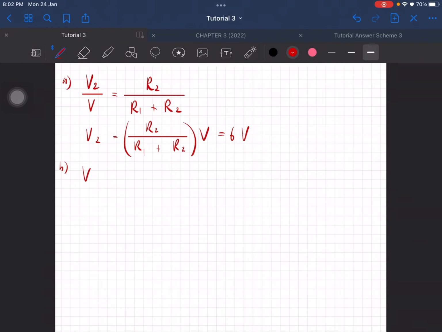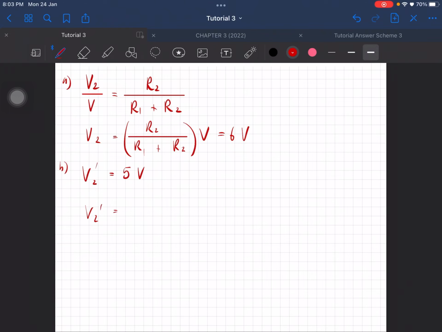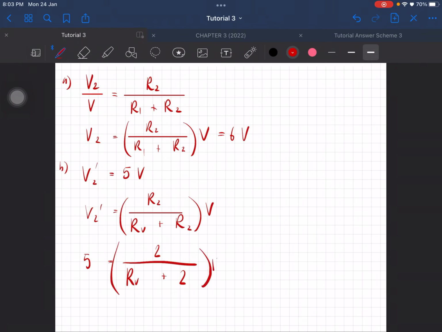Based on the question, we have the new potential difference, which is 5 volt. So from here it is equal to R2 over RV plus R2. R1 we just change to RV, which is the variable resistor. The supply voltage is still the same, which is 15 volt. So substitute: 5 equal to 2 over RV plus 2, times 15 volt. From here you should get the variable resistor to be equal to 4 ohm.